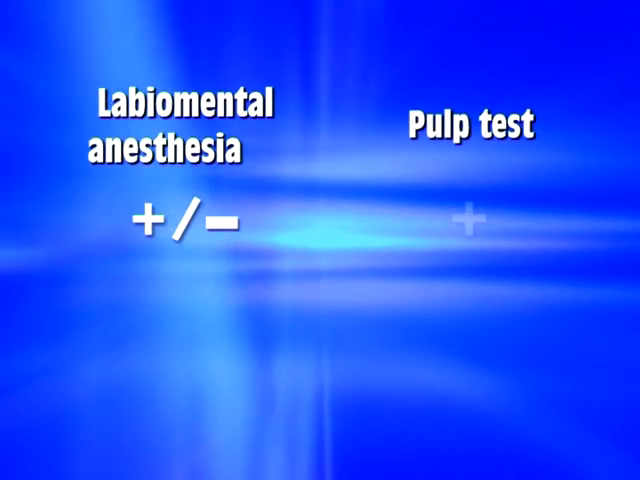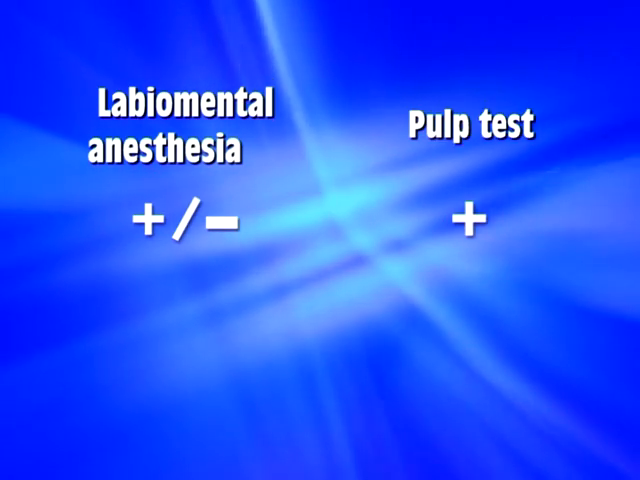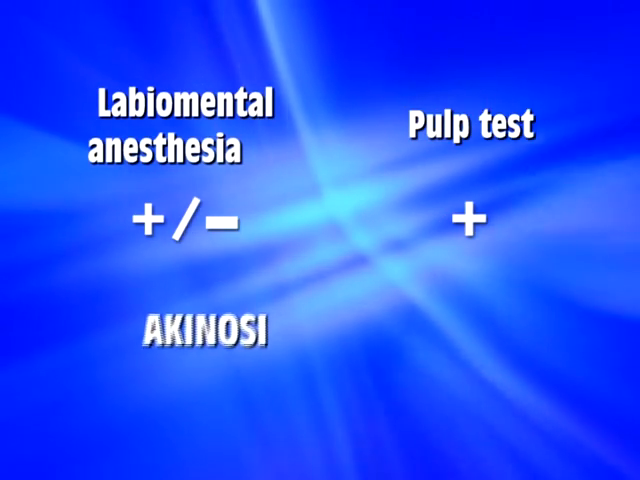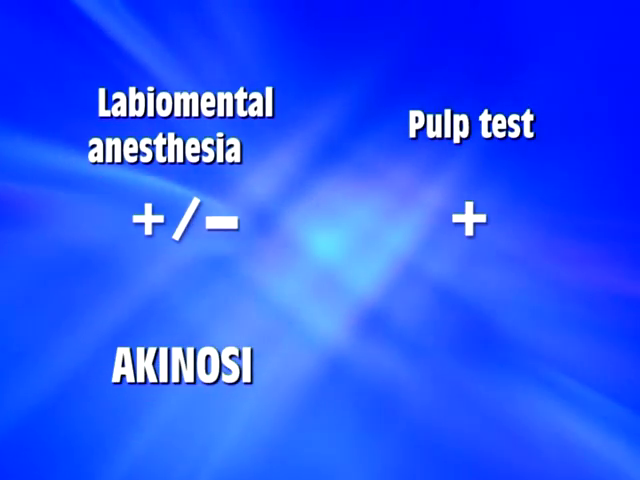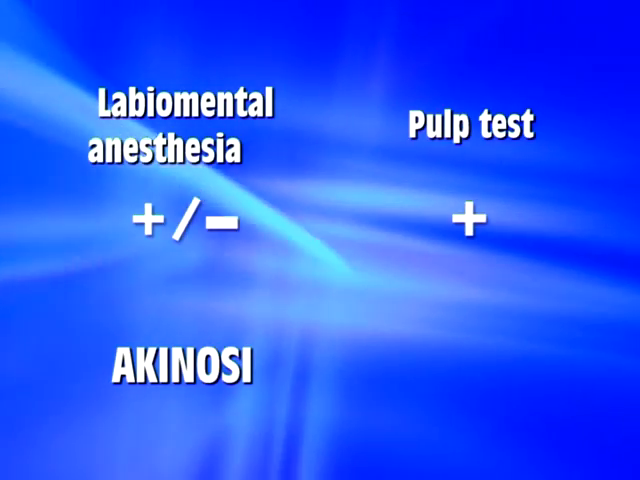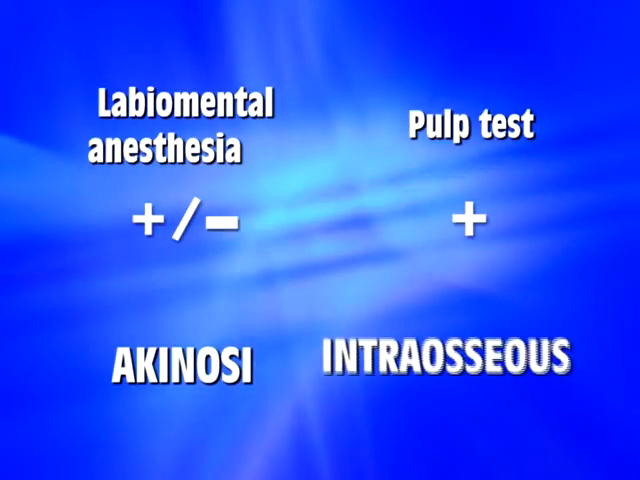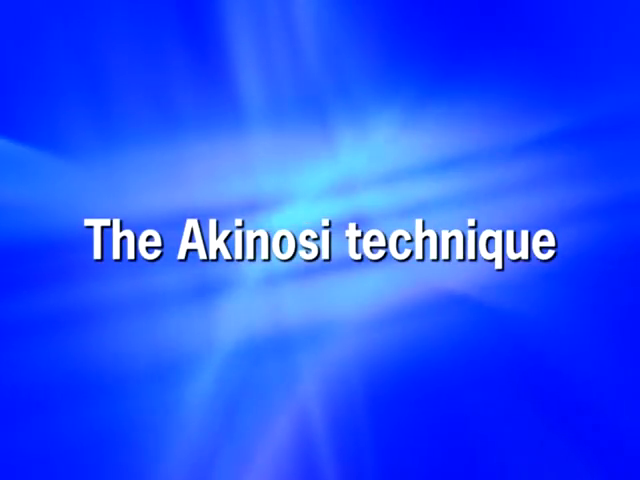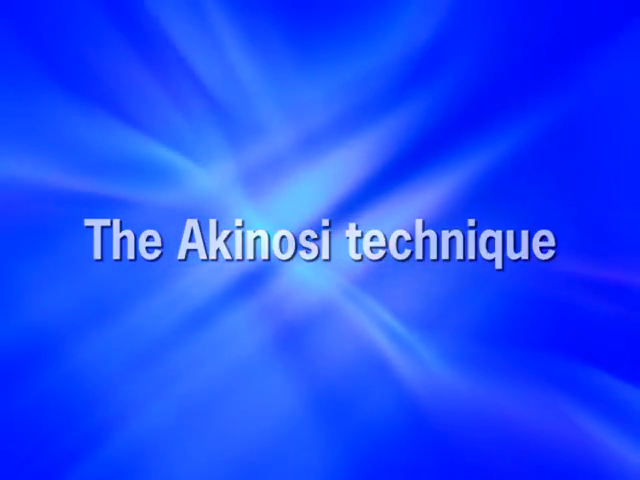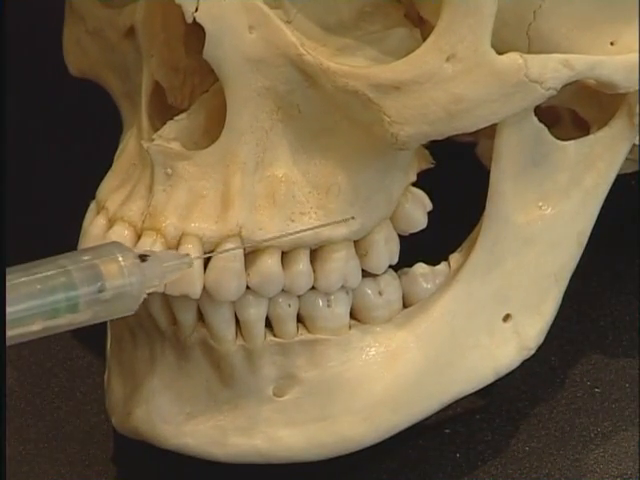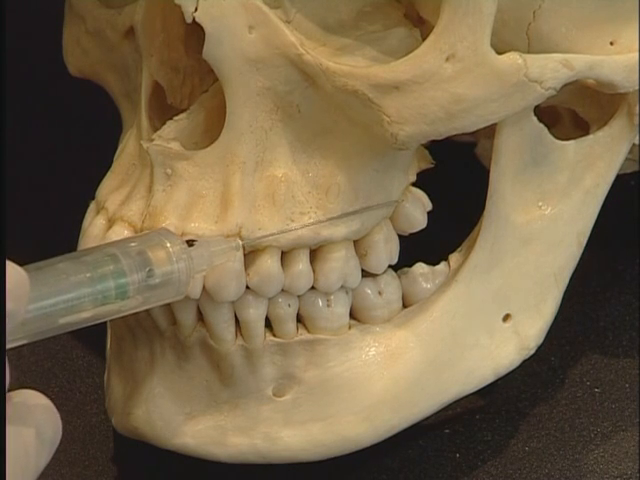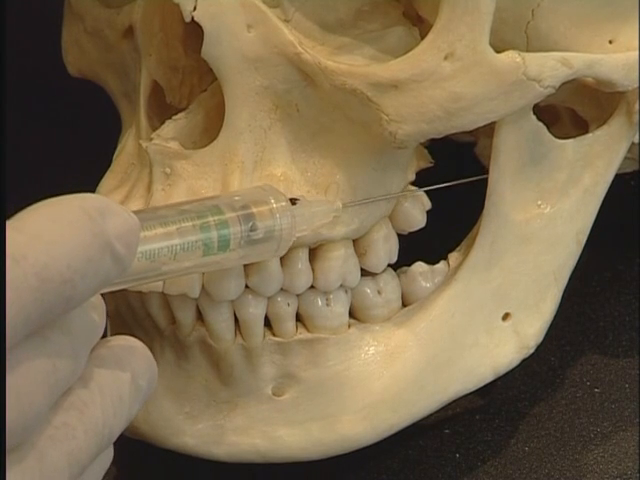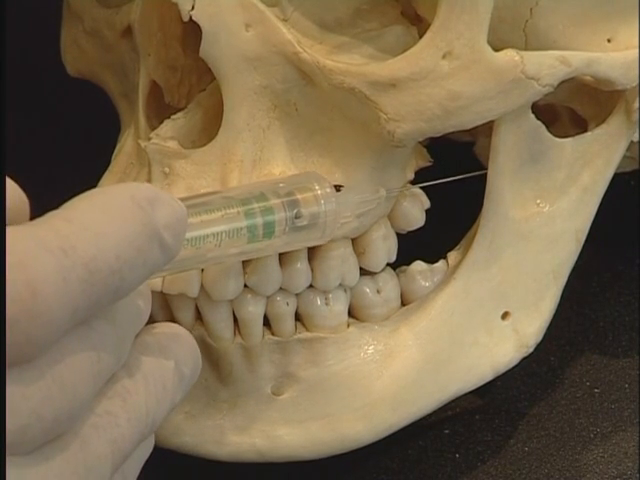If there is still pain on testing the pulp, you will have to administer additional anesthetic, either using the Akinosi mandibular block technique to increase the nerve length in contact with the solution, or using an intraosseous technique. The Akinosi mandibular block technique is the technique of choice when you are faced with failure of the standard mandibular foramen block. And like the Gow-Gates technique, it can be learned quite quickly.